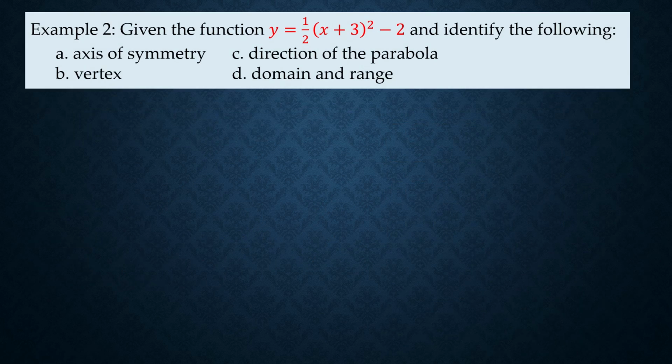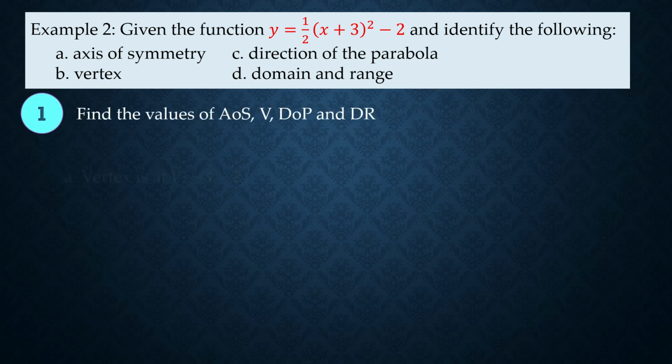Okay, to continue. Second example, given that the function is y is equal to 1/2 times the square of x plus 3 minus 2, identify the following: symmetry, vertex, direction of the parabola, domain, and range. Step 1. Find the values of the following. Vertex is at negative 3, negative 2.